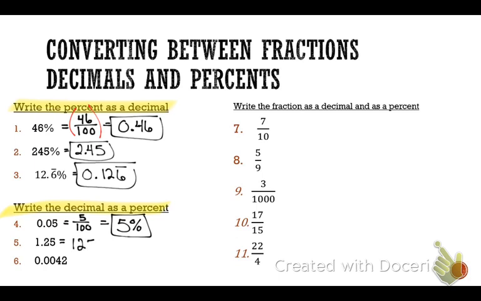Very good. Do you agree with her? 125%, 2 decimal places to the right. What about your last one? 0.42%. Yeah, so there's 4 decimal places in your number.